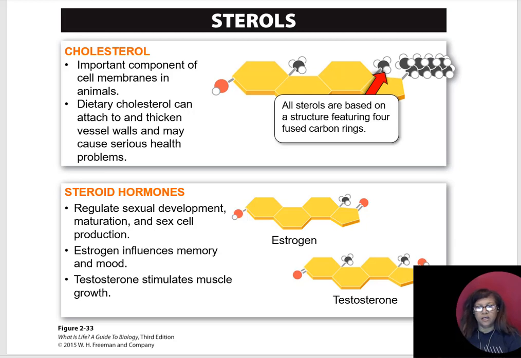All right, so sterols. Let's take a look at sterols. So I told you that an example of some sterols would be estrogen and testosterone, because you're very familiar with those. Those are hormones. They're also called steroid hormones, and they can regulate sexual development, maturation, sex cell production. Estrogen influences memory and mood. Testosterone stimulates muscle growth. And so you're very familiar with these steroid hormones, these sterols.